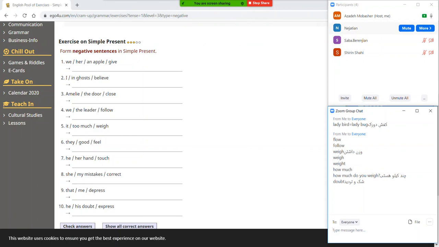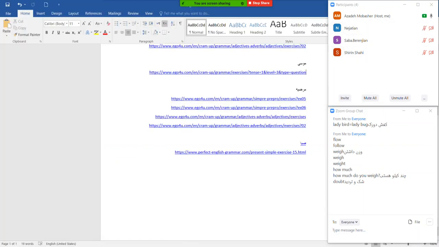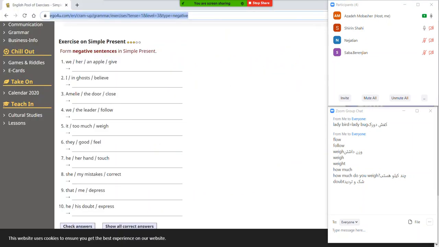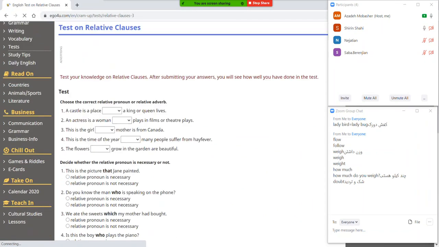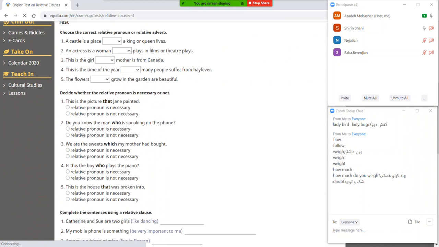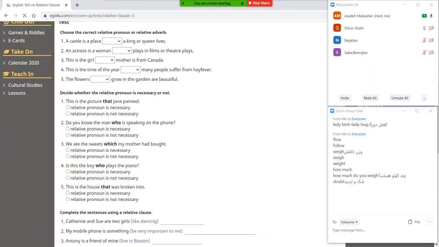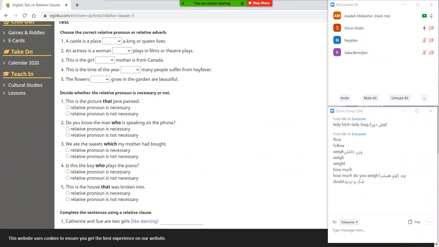Let me go to Shirin. Shirin, you're up again. Yes. Okay, just tell me when you can see the screen. Yes, I can see. Okay. The correct relative pronoun or relative adverb. You have to choose between who, which, whose, where, or when. Okay, number one. A castle is a place where a king or queen lives.